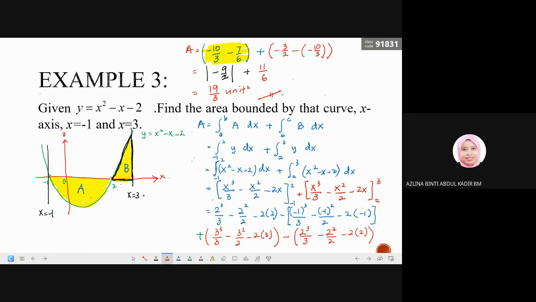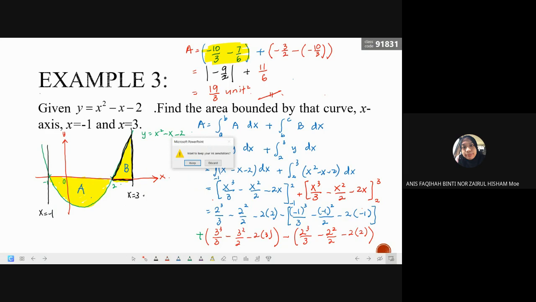Alright? So 9 over 2 plus dengan 11 over 6. So the answer is 19 over 3 unit square. Boleh tak ni? Boleh, Madam.